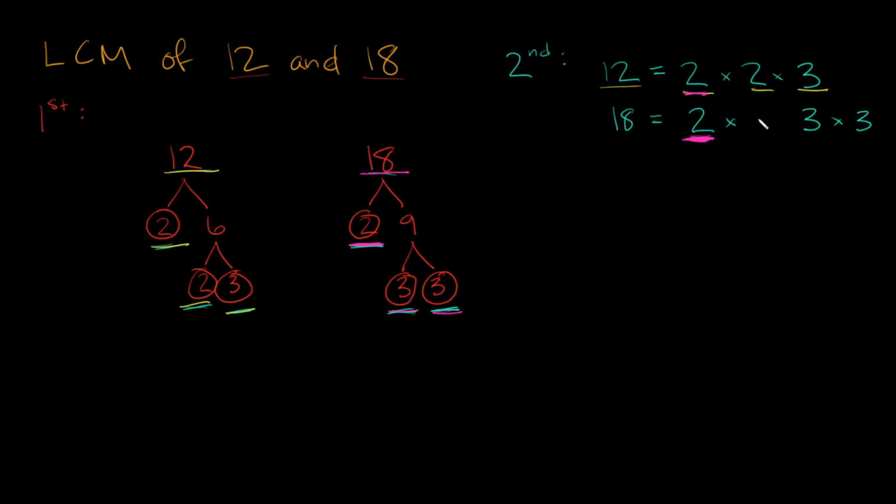Now, can I put a 3 here? No, because I have a 2 right above it, right? So I can't mix numbers like that. I can't have a 2 here and a 3 here. So I can't put the 3 there. But I have a 3 here, so I can put one of the 3s here, right? So I put the 3 there. But remember, I have another 3 also, which is this one that's sitting out here by itself. And since there's no number up here to match it up with, I'm just gonna put it out here by itself. Okay, so I hope that made sense.